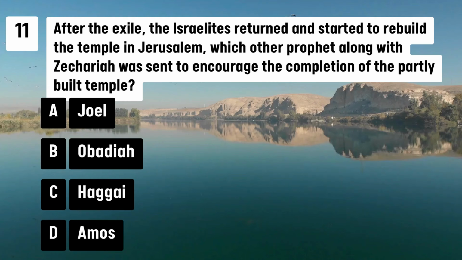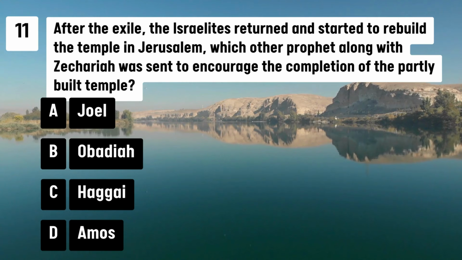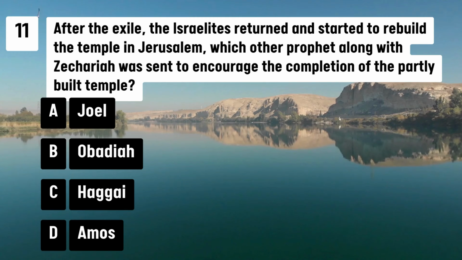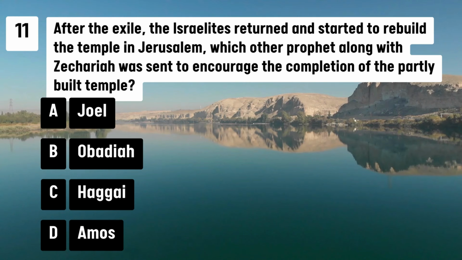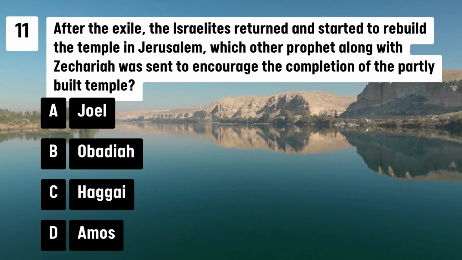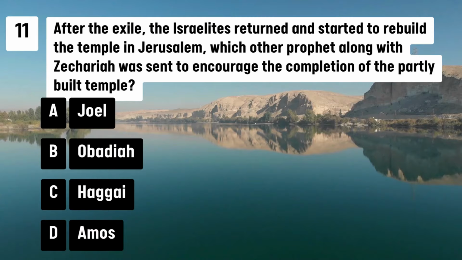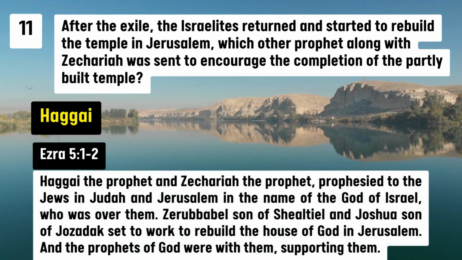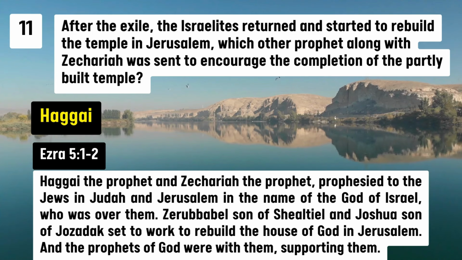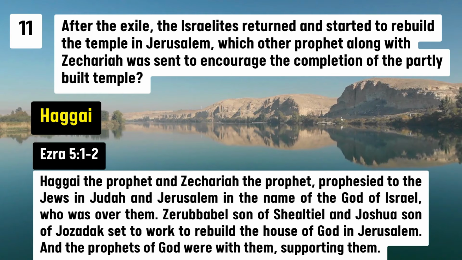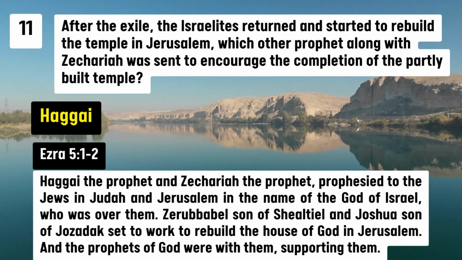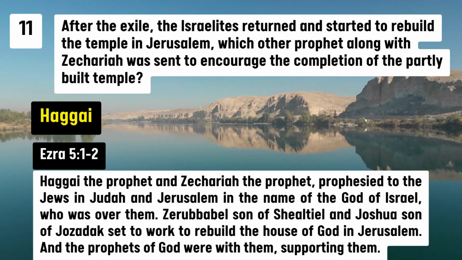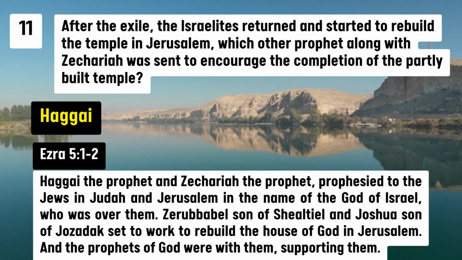Question 11. After the exile, the Israelites returned and started to rebuild the temple in Jerusalem. Which other prophet, along with Zechariah, was sent to encourage the completion of the partly built temple? Joel, Obadiah, Haggai, Amos. The answer is Haggai. Ezra chapter 5, verses 1 to 2. Haggai the prophet and Zechariah the prophet prophesied to the Jews in Judah and Jerusalem in the name of the God of Israel, who is over them. Zerubbabel son of Shealtiel and Joshua son of Jozadak set to work to rebuild the house of God in Jerusalem. And the prophets of God were with them, supporting them.